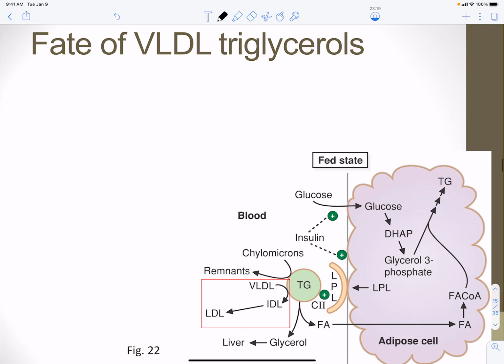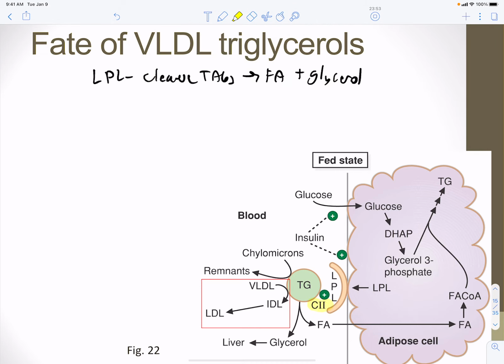So now the fate of your lipoprotein particles and your triacylglycerols are the same as what happened in your chylomicrons. So you have lipoprotein lipase, which will cleave the tags, and it will release fatty acids plus glycerol. Nothing is different. Your ApoC2 is what activates your lipoprotein lipase. So you have your ApoC2 here. That's on the surface. Remember that came from your high density lipoprotein. Nothing changed.